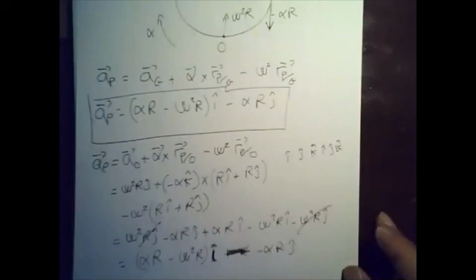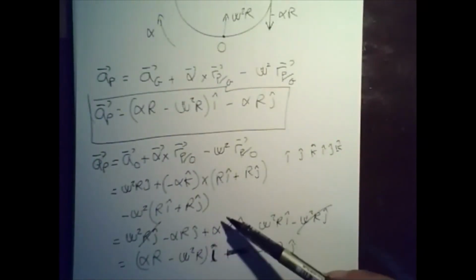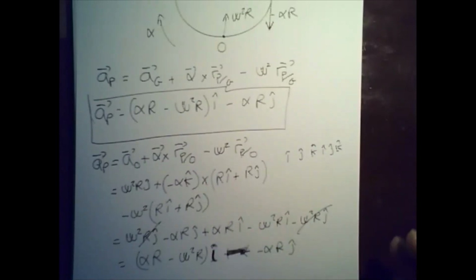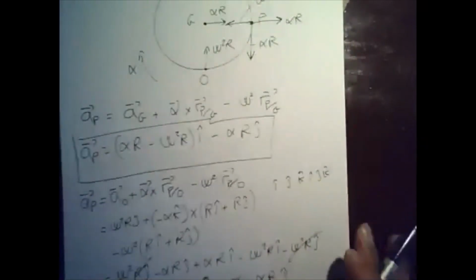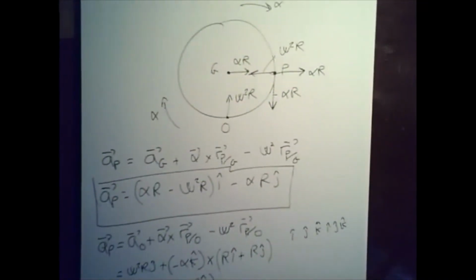Is that clear, guys? Yes. Okay, so in I, you take alpha R minus omega squared R. And so this is the beauty of rigid body motion, right? No matter what you do, you will always get to the same answer, right?